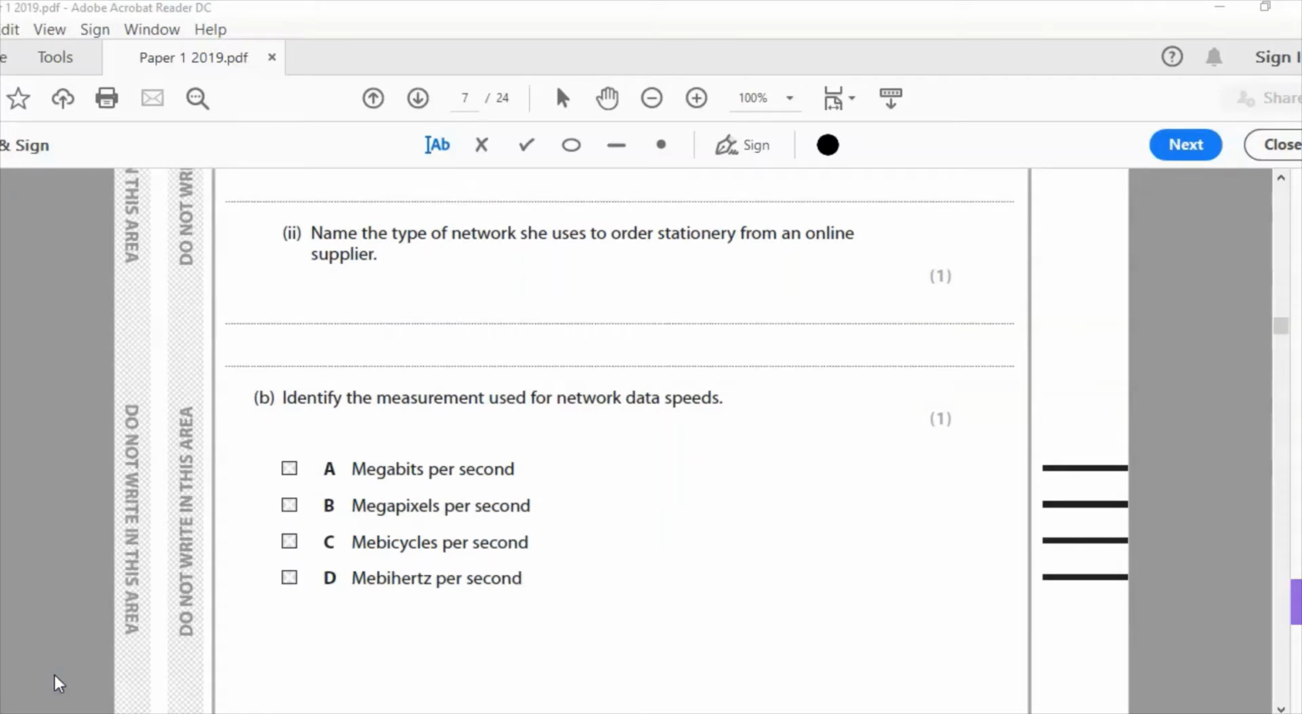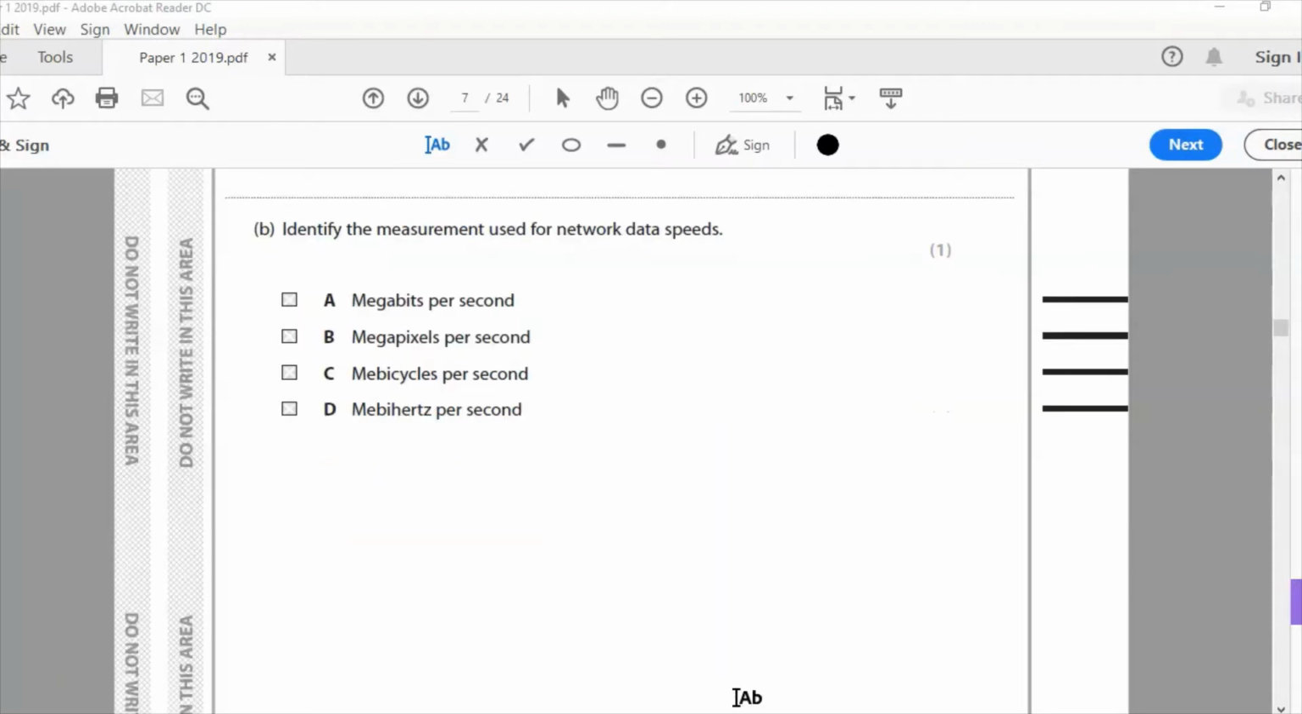Question A2. Name the type of network she uses to order stationery from an online supplier. Now, online supplier means a website that sells stationery, and the most appropriate network for that is a wide area network. So when we think of a website, we think of the internet, we think of a wide area. So the answer for number 2 is wide area network.